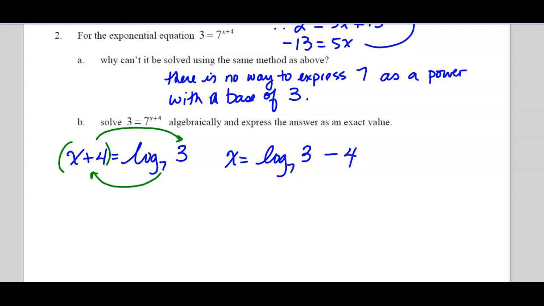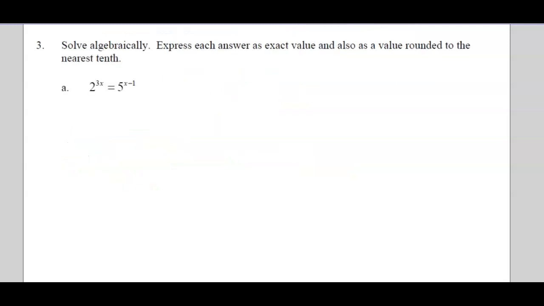And the next one says, solve algebraically, express each answer as an exact value, and as well find the decimal form. Take a look. I can't express 2 or 5 with the same base. Always check, because that's really fast, right? If you can't, you can't. Take a look. There's a variable in both exponents. So to convert that into logarithmic form, you have an exponent with x in it in a couple of different places.